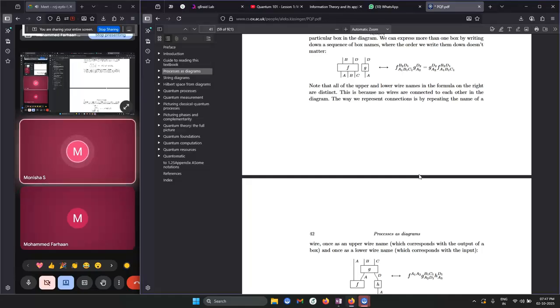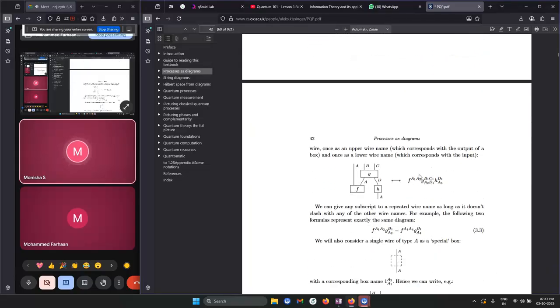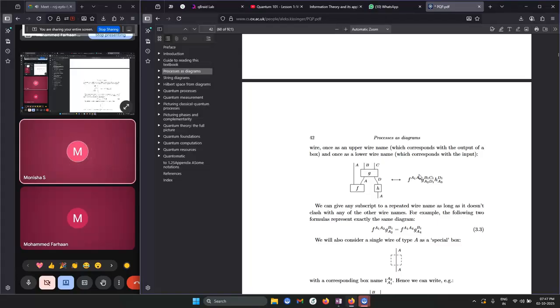Okay, note that all the upper and lower wire names in the formula on the right are distinct. This is because the wires are connected to each other in the diagram. The way we represent connections is by repeating the name of a wire once as an upper wire name, which corresponds to the output of the box, and once as a lower wire name, which corresponds to the input.